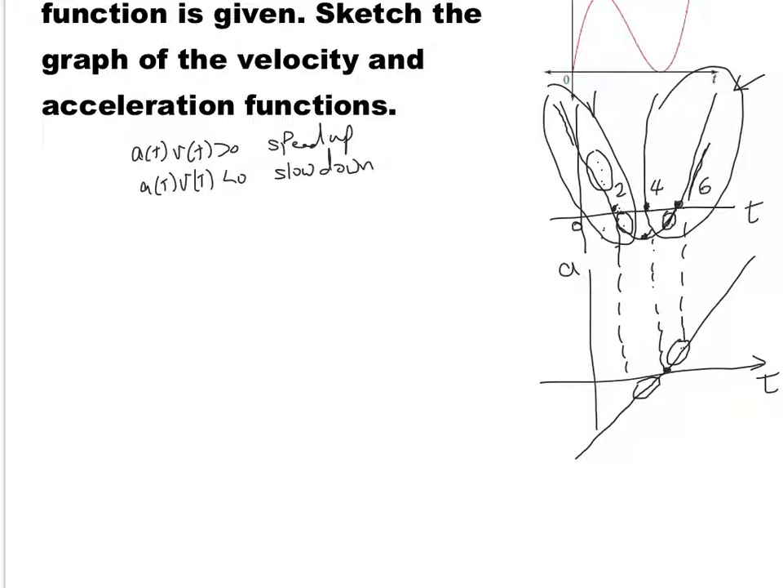is slowing down. And last, for time greater than 6, you can see that the velocity is positive and the acceleration is also positive, so positive times positive gives us positive. This means that the object is speeding up.